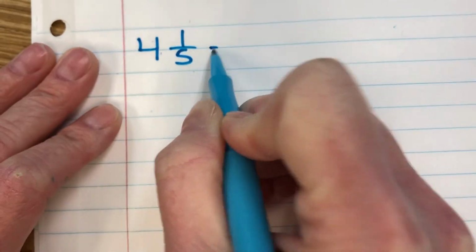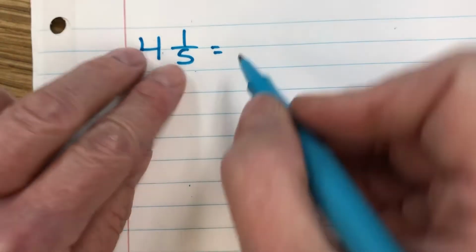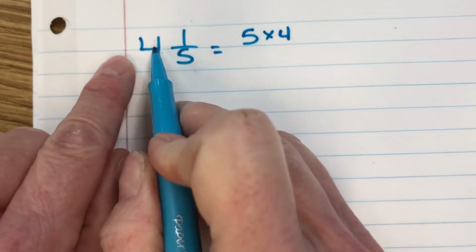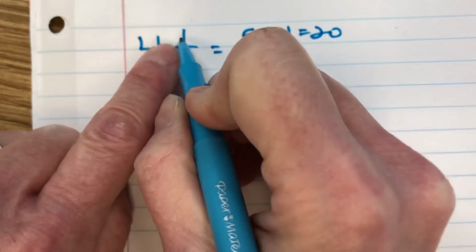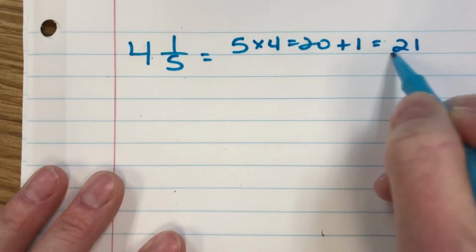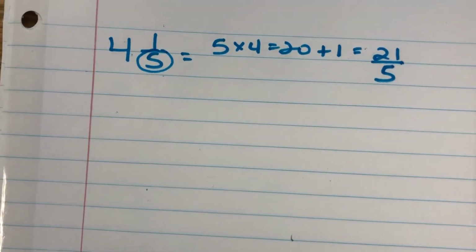4 and 1 fifth. 4 and 1 fifth, this means I would have 5 fifths 4 times. So I would end up adding the 5 4 times. So 5 times 4 is 20, plus we'd have that extra 1 in the 1 fifth. So my numerator would be 21, my denominator never changes. So 21 fifths. All right, the last thing you have to do is compare fractions today.